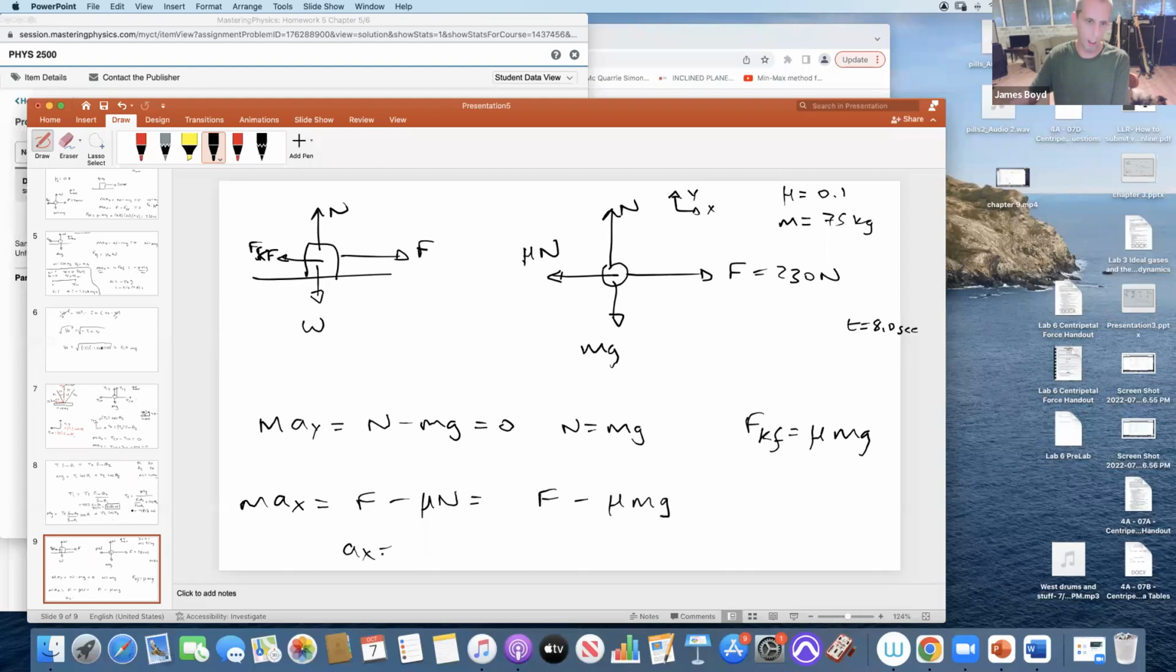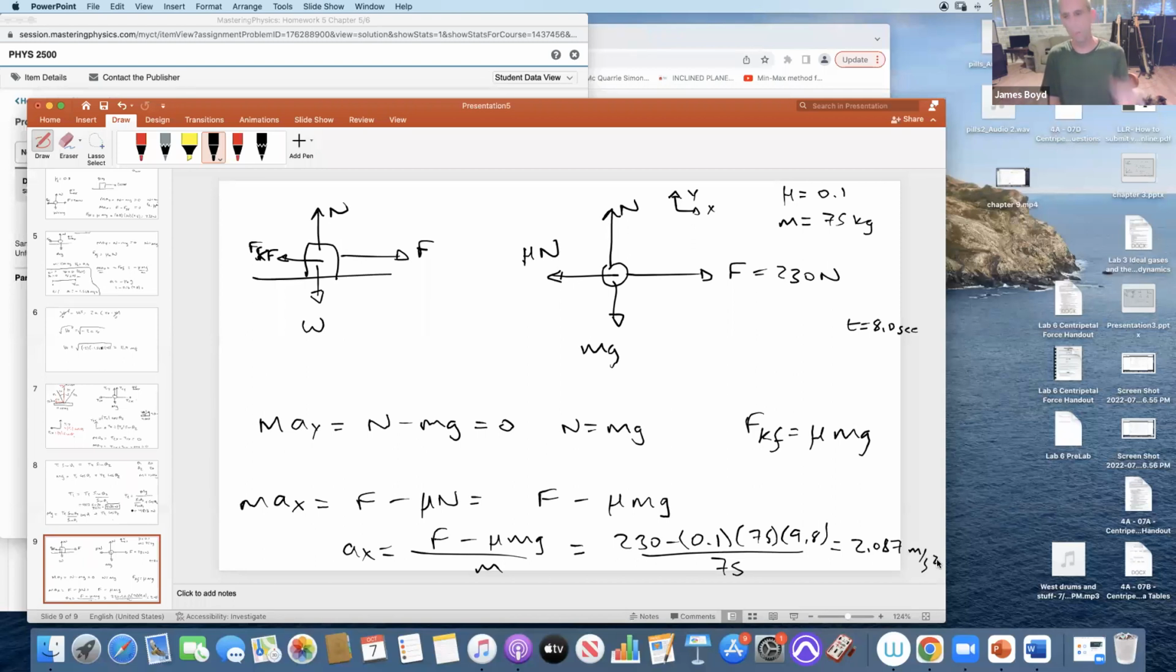Our acceleration, if we divide through by m, is force minus mu mg divided by m, which is 230 minus 0.1 times 75 times 9.8, all divided by 75. So his acceleration is 230 minus 0.1 times 75 times 9.8, and then divide the whole thing by 75, and you get 2.087 meters per second squared.